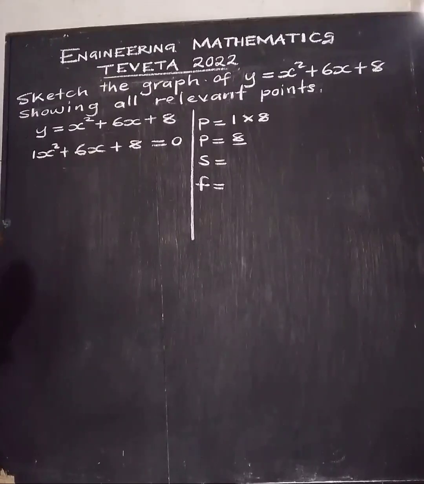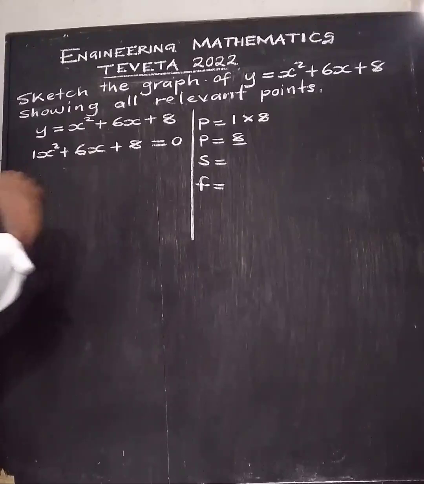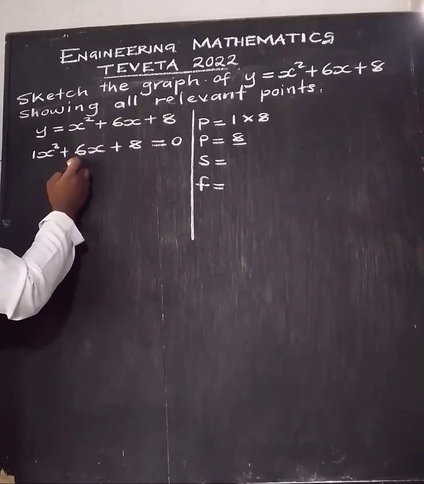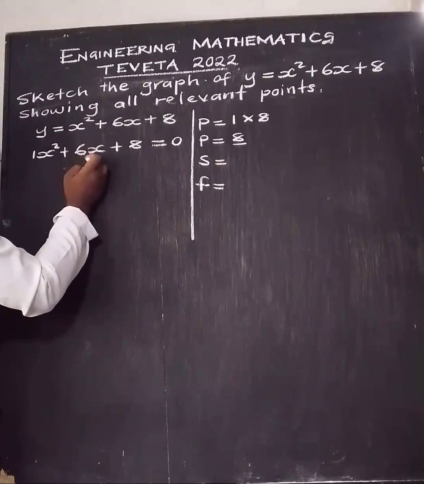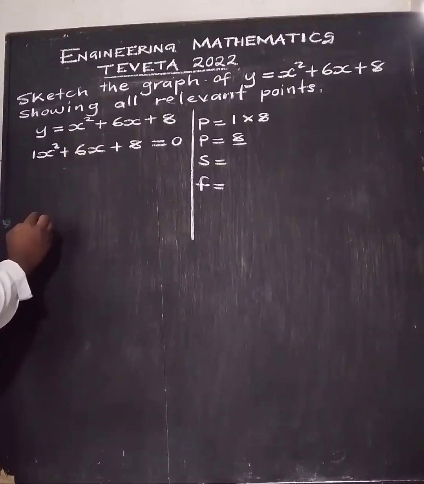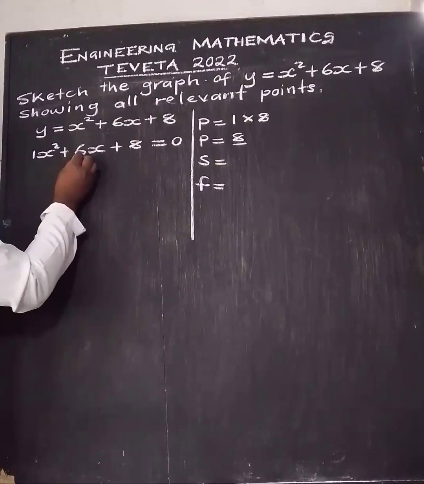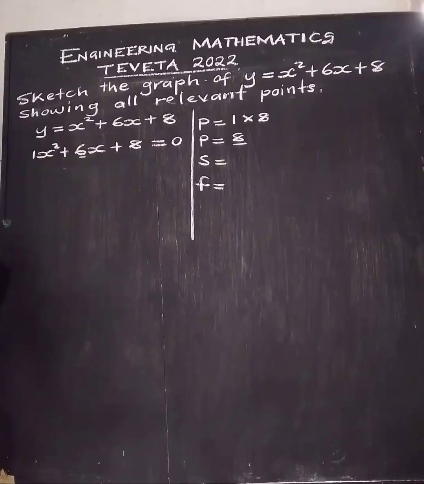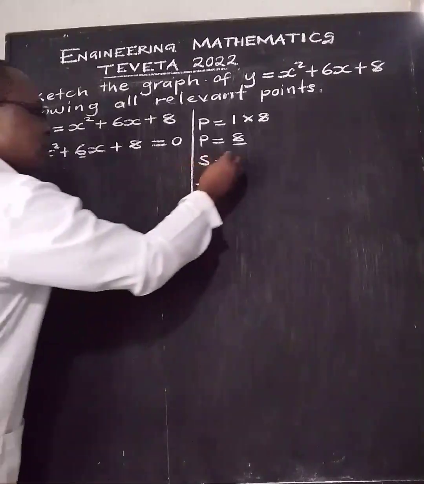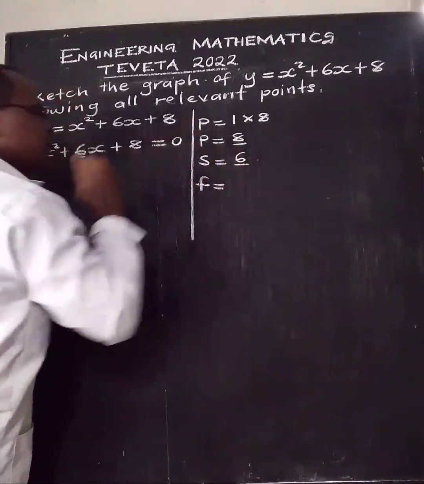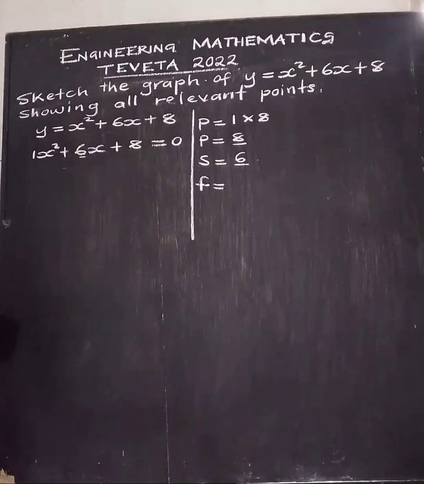Then in the sum, we get the middle term coefficient. Middle means pakati. Okay? Middle means what? Pakati. So the mid term coefficient. Coefficient we're talking about now, the number in front of what? X. So the sum is 6. Okay? Then the factors now.